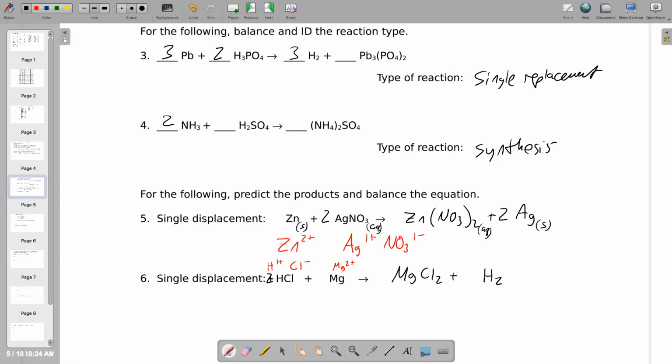And that's balanced. In case you care about the states, hydrogen is a gas. Magnesium chloride is soluble, so that's aqueous. Magnesium is a solid, and HCl, that's aqueous. Some people say aqueous, some people say aqueous. Whatever.